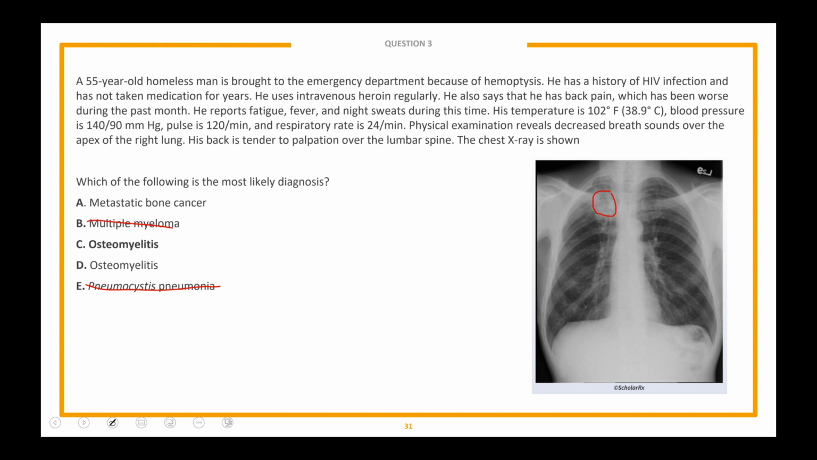Answer choice A, metastatic bone cancer. There are a couple types of cancers that like spreading to the spine, especially the lumbar spine, and that would be prostate cancer and breast cancer. However, this patient's not presenting with any urinary issues, no palpable breast masses, and again, the chest x-ray wouldn't fit with that as well. So the best answer choice would be osteomyelitis from a tuberculosis infection.